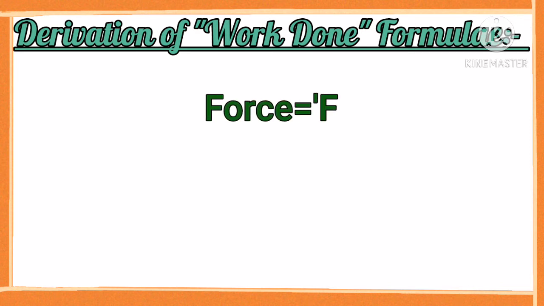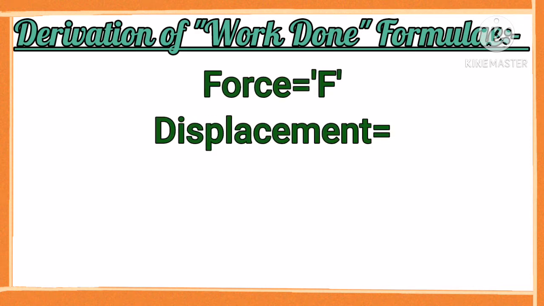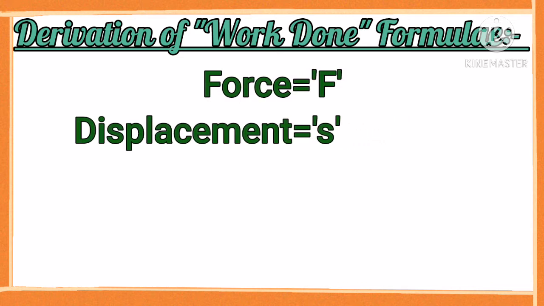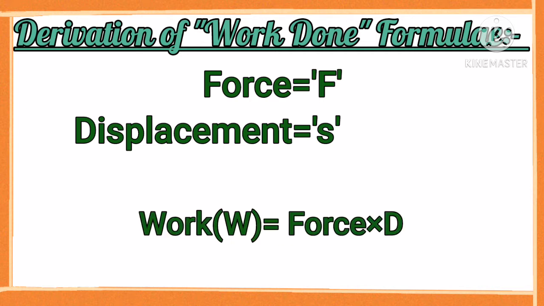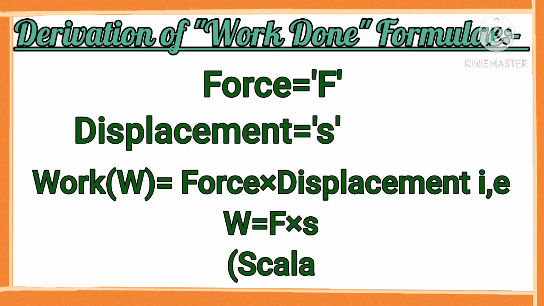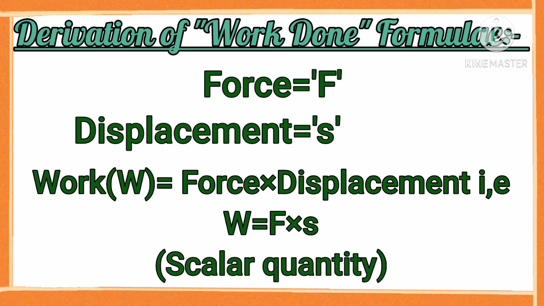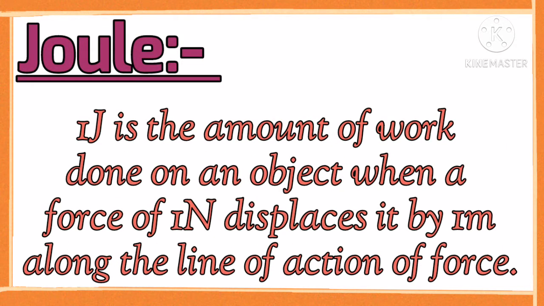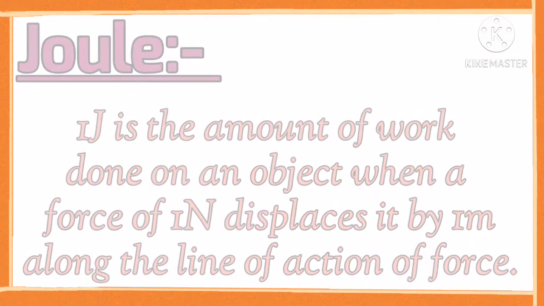Let a constant force F act on an object. Let the object be displaced through a distance S in the direction of the force. Let W be the work done. Therefore, we can define work done as force into displacement, that is, W is equal to F into S. SI unit of work done is joule. 1 joule is the amount of work done on an object when a force of 1 Newton displaces it by 1 meter along the line of action of force.